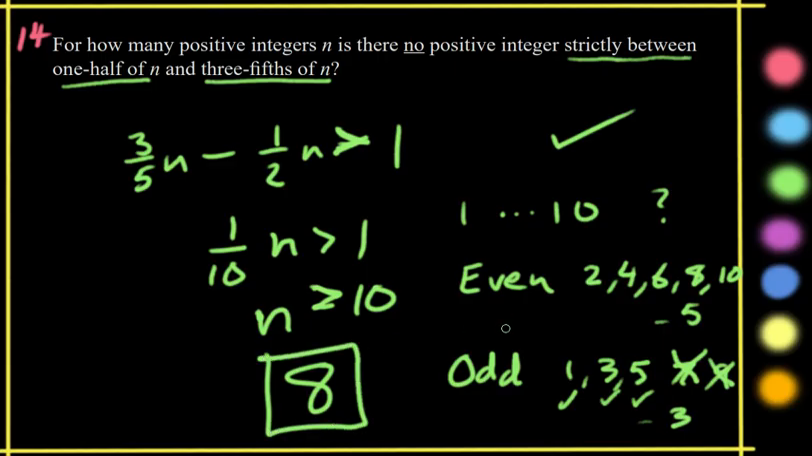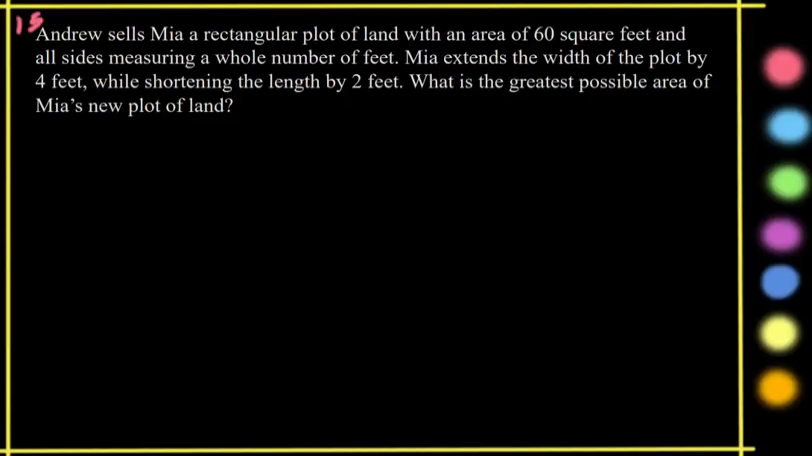All right. Great job. Okay, let's go on to number 15. So this one says, Andrew sells Mia a rectangular plot of land with an area of 60 square feet and all sides measuring a whole number of feet. Mia extends the width of the plot by 4 feet while shortening the length by 2 feet. What is the greatest possible area of Mia's new plot of land? Okay, so there's a width times a length is equal to 60.